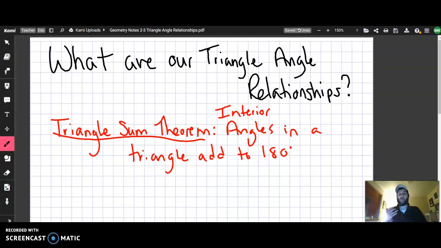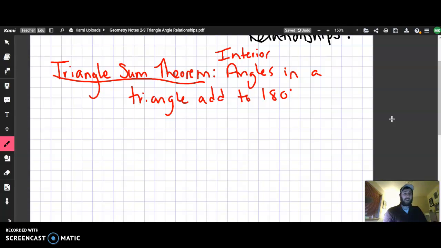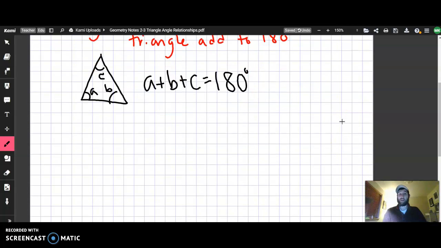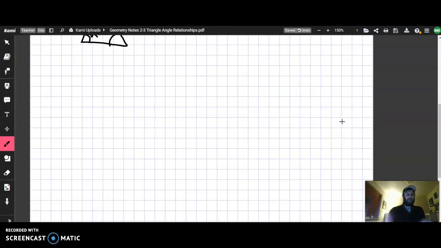Now, that's the what, but now let me show you why that works. Why is it that when we take a triangle, that angle A, B, and C all add up to 180 degrees? Well, the fun thing and the reason why is because of parallel lines. So let's go ahead and take a look at this example and really dive into the why it works.